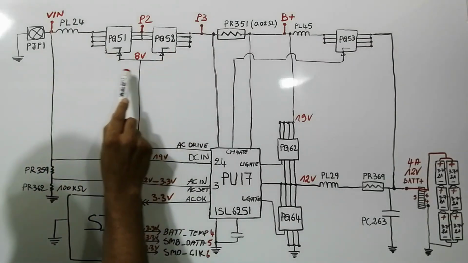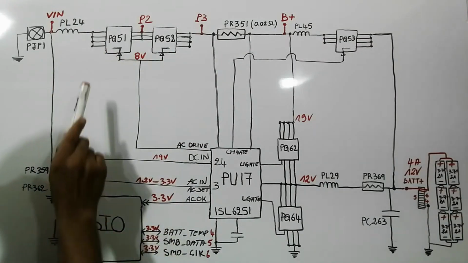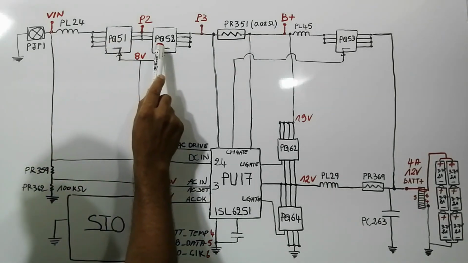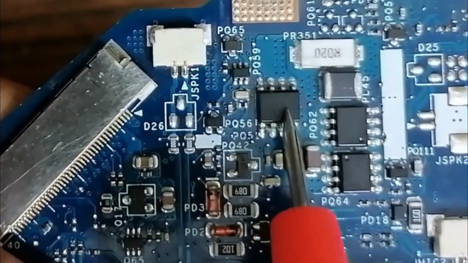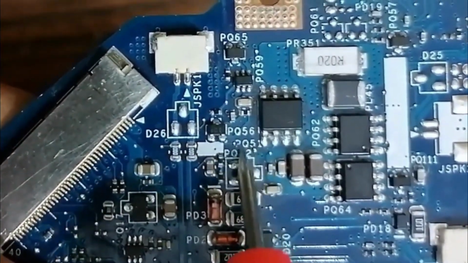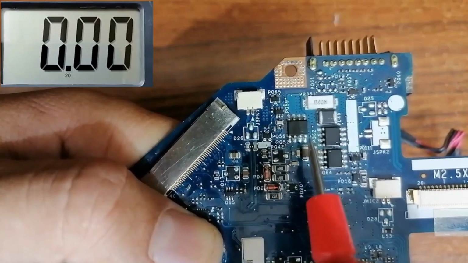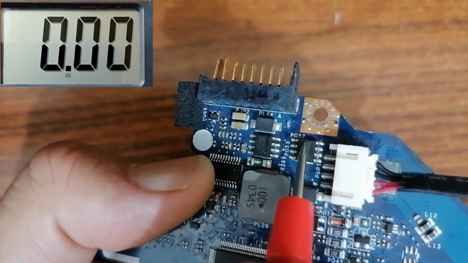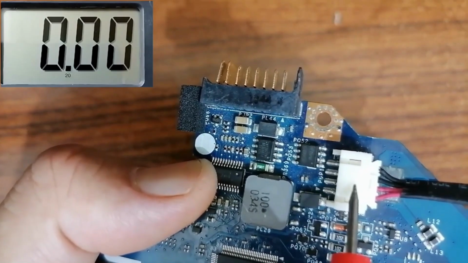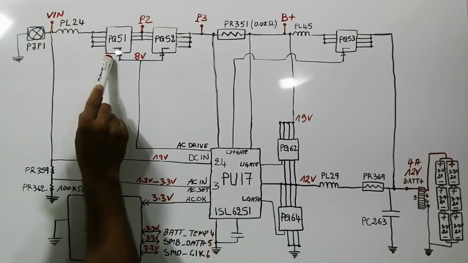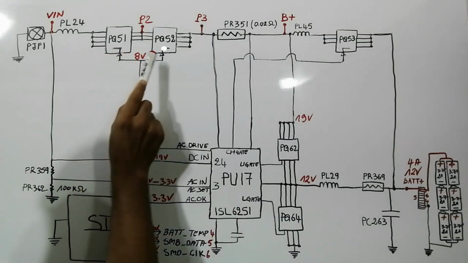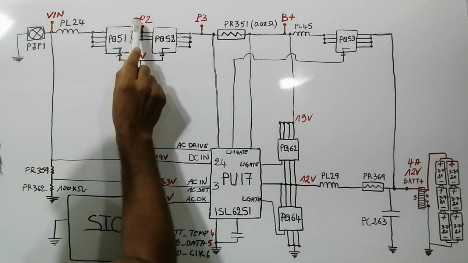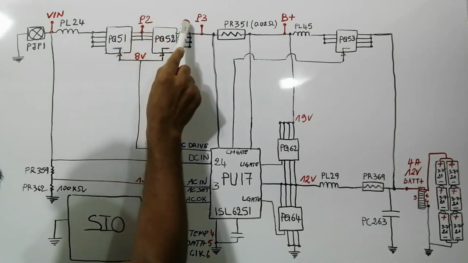And over here we have two MOSFETs or switches. This is the first MOSFET, PQ51, and the second MOSFET, PQ52. So this MOSFET is PQ51, and on the other side we will find PQ52, always next to the DC jack. Basically this MOSFET is used for protection, and we call it a switch because it lets 19 volt pass from this side to this side.